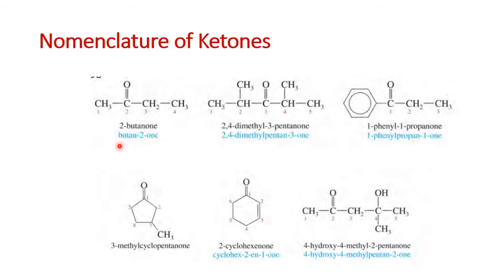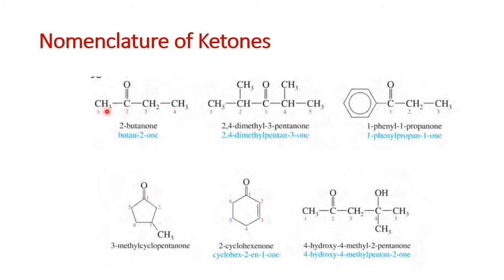If we go to the IUPAC system, we use the suffix 'one' for these ketones. We will number from the side where the ketonic group is nearest, because that carbonyl carbon will be in the middle of the chain, inside the chain. It will not be on the edge, because if it is on the edge, it changes into an aldehyde group. Now this is carbon number 1, 2, 3 and 4. It means this is a 4 carbon chain.